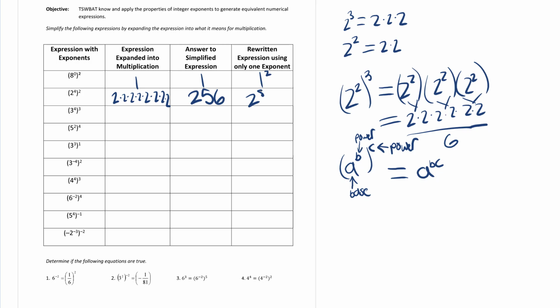This is 2 to the 8th. Going forward, I'm actually going to do this rightmost column first, rewriting it into one exponent because that is the easiest part. 3 to the 4 to the 3. We're going to multiply those powers together. This is 3 to the 12 because I want to write that out. Let's do it. 3 times 3 times 3 times 3 times 3 times 3 times 3 times 3 times 3 times 3 times 3 times 3.